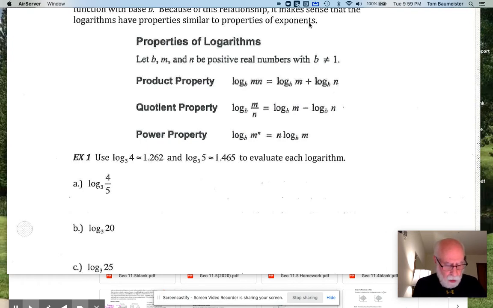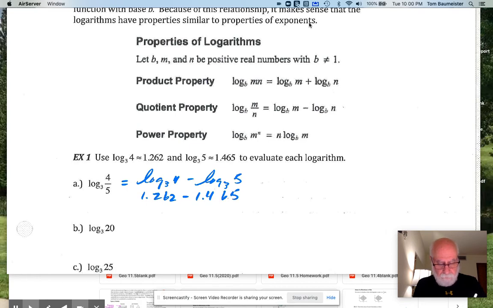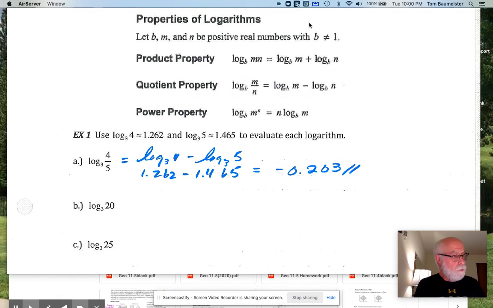So on the first one, log to the base 3 of 4 over 5, that's going to use the quotient property. So we're going to be able to say that it's the log base 3 of 4 minus the log base 3 of 5. What they just told us up above was that's 1.262 minus 1.465. And if we subtract those, we'll get negative 0.203.